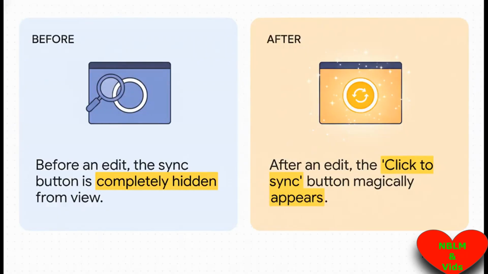And you can see it right here. In the before state, when the doc is untouched, your source file in NotebookLM has no option to sync. But check out the after state. You make one tiny change in the Google Doc and boom, that click to sync button just appears out of nowhere. That's the whole secret.